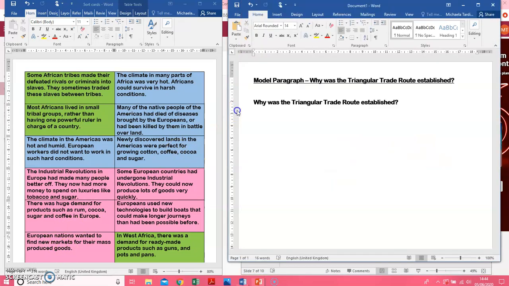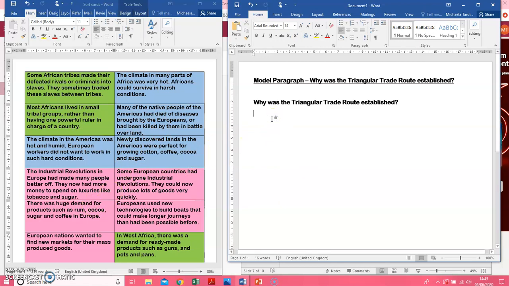So, once you've got your sort cards colour-coded, you are going to have a look at answering this question. Why was the triangular trade route established? I'm going to have a go at writing a model paragraph for you to explain how I expect this to look, and then you're going to write the other 2 paragraphs. So the one that I'm going to do for you is the one on the situation in West Africa, and then when you come to do your writing, you're going to give me 2 paragraphs, one on the conditions in America, and the other one on the Industrial Revolution.